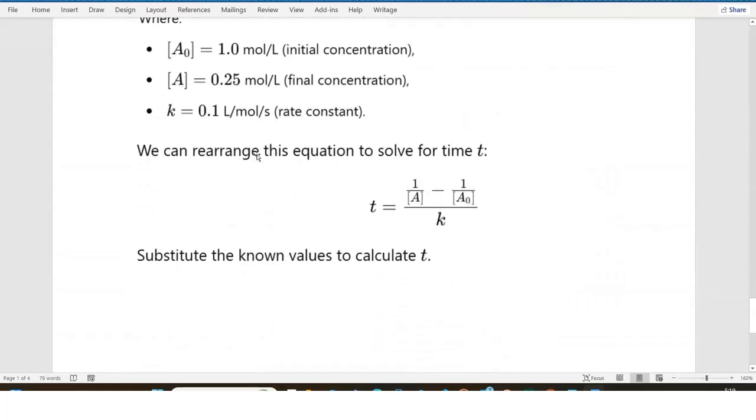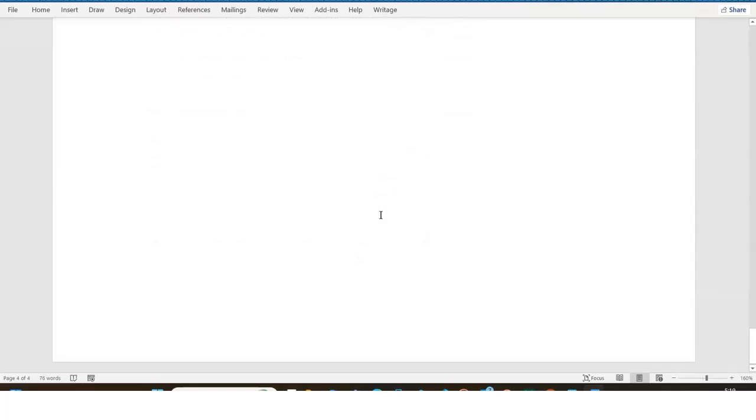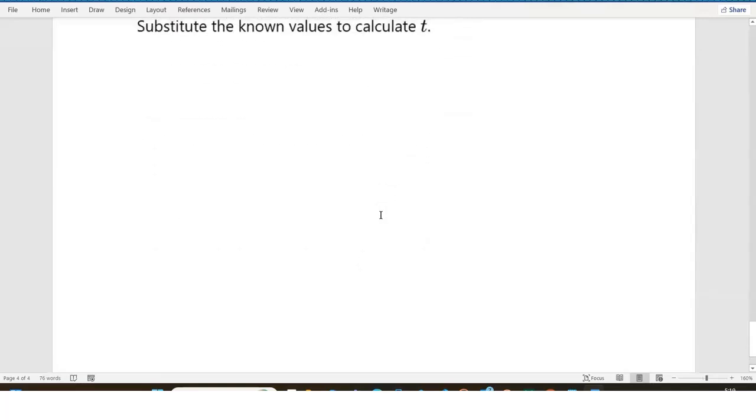So we are putting our information here, and so if we arrange the equation, the model that we just obtained, we are able to get t equal to 1 over the concentration of A minus 1 over the concentration of A at t equals 0, divided by the rate constant. So if we know these values, we are able to determine t. So right away, let's go to Python and do the solution or the coding of this problem.